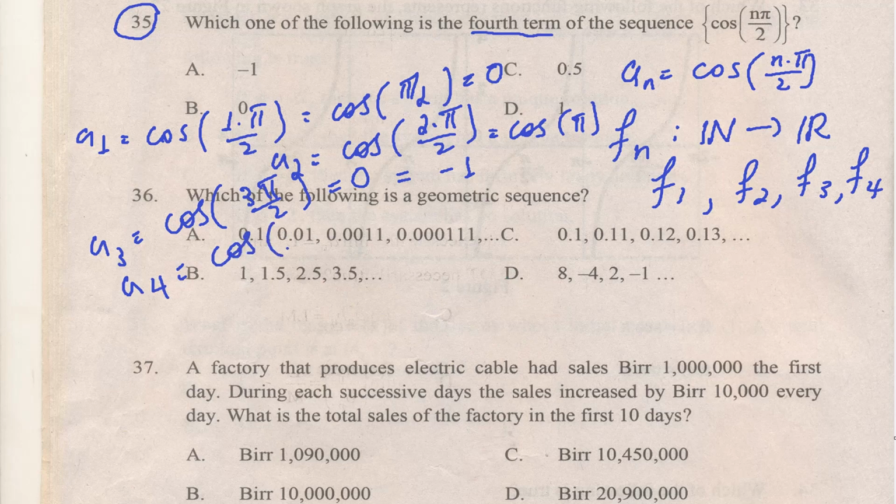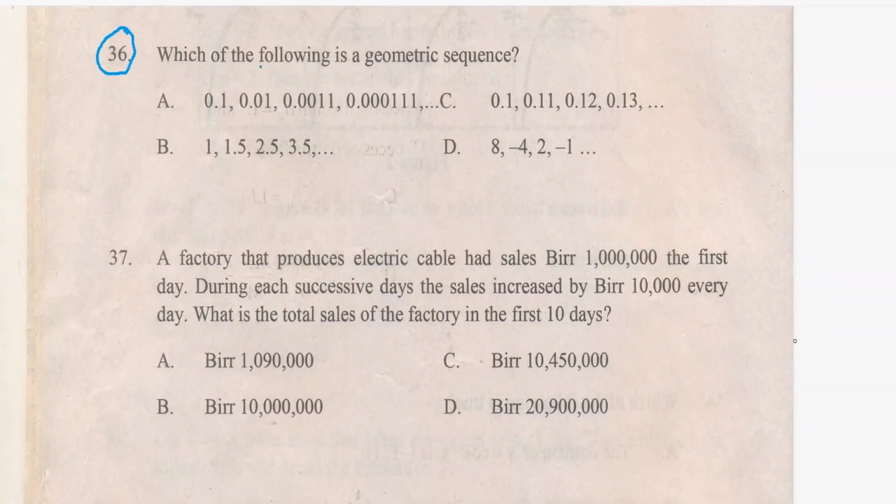Then the fourth term will be the cosine of 4 times pi divided by 2. And this will be the cosine of 4 pi divided by 2, which is 2 pi. So cosine of 2 pi is 1, as you remember from trigonometry.